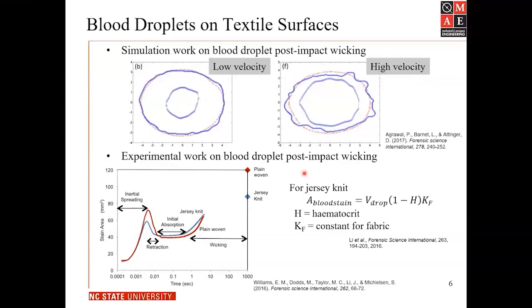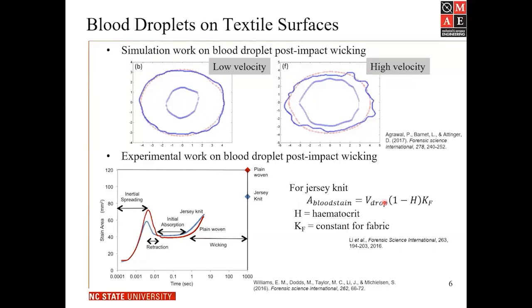Experimentally, Dr. Michelson already did some work on the post-impact wicking effect on the stain formation process. First we have the impact process, with spreading and then retraction. After that, we have a fairly stable period with absorption. After absorption, we have very strong wicking, and we can see that the final stain area becomes much bigger than the stain area right after the impact.